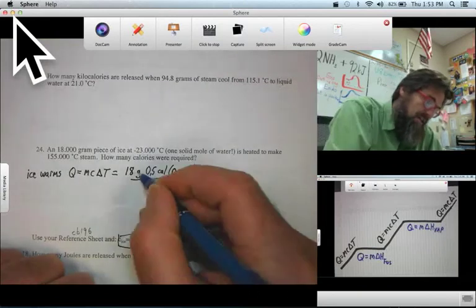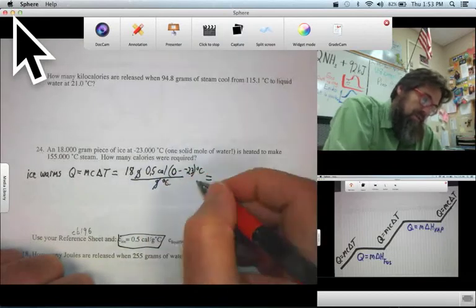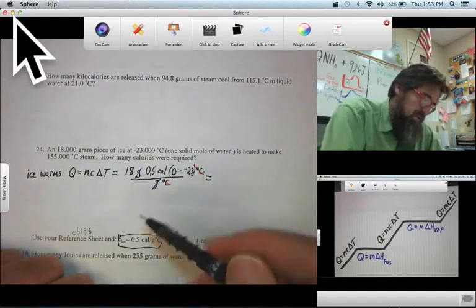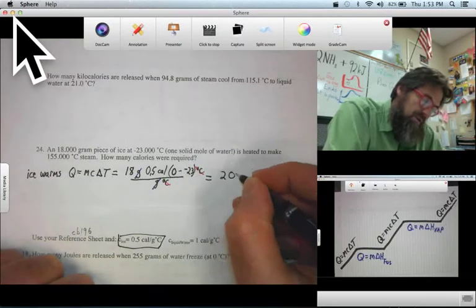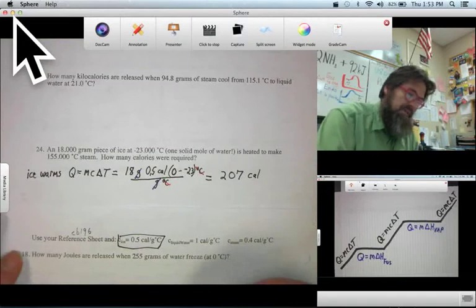Let's show our cancellations. Grams over grams, degrees C over degrees C, and it comes out to 207 calories. 207 calories to warm the ice.